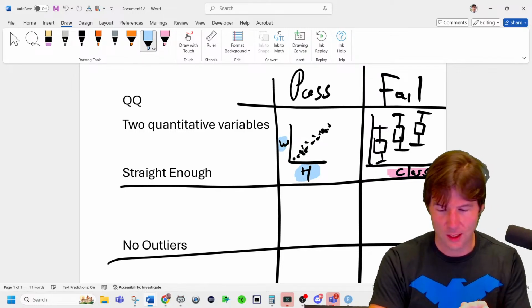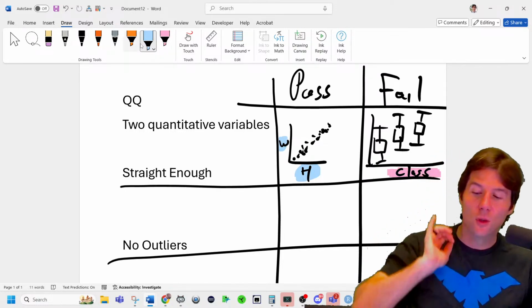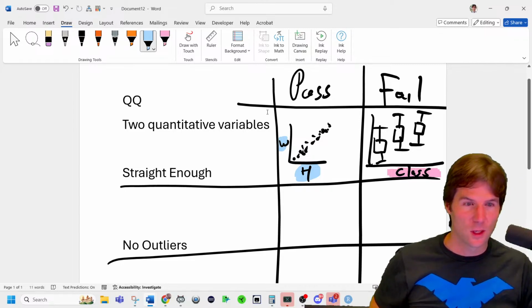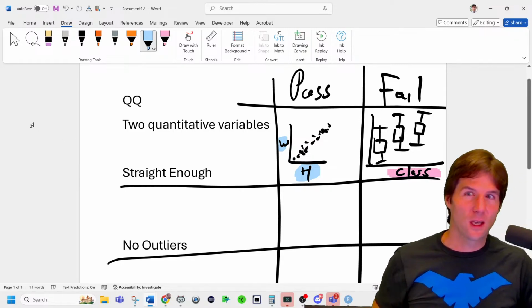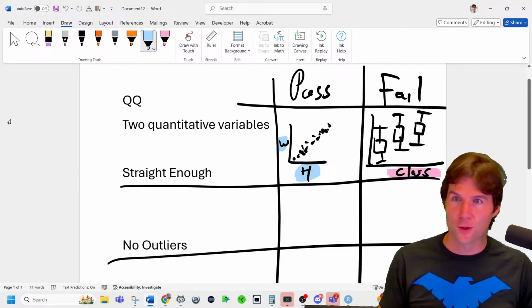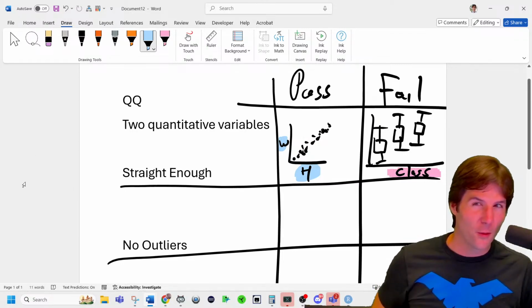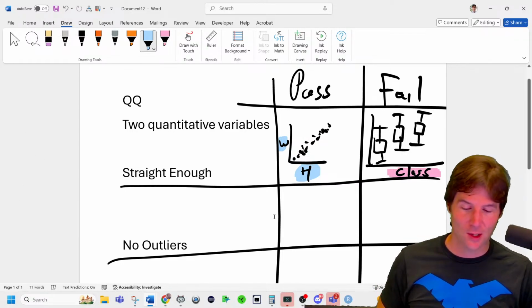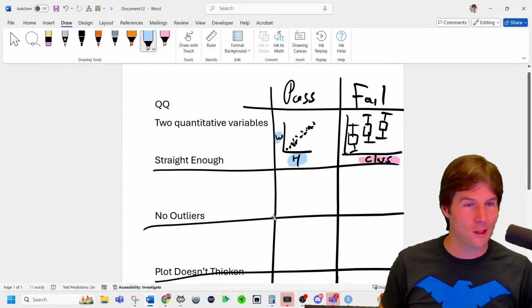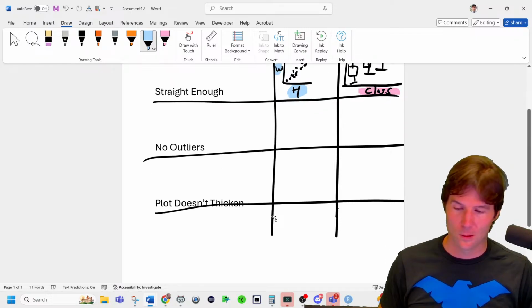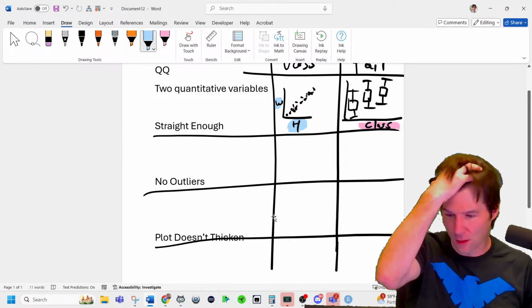So you have to have two quantitative variables. Does that make sense? Class is categorical. So if anything asks, can we do regression? You've got to say, is it QQ, straight enough, no outliers, plot doesn't thicken. There are questions where sometimes it gives you categorical and you're like, no, we can't do a regression on that. So watch that: if it is categorical, you can't do it.